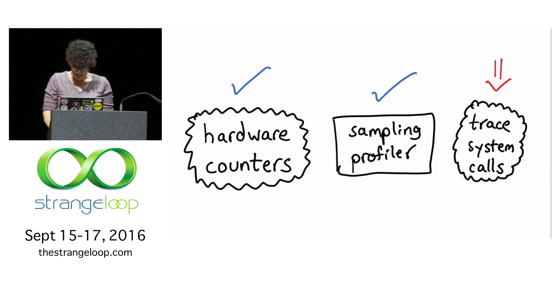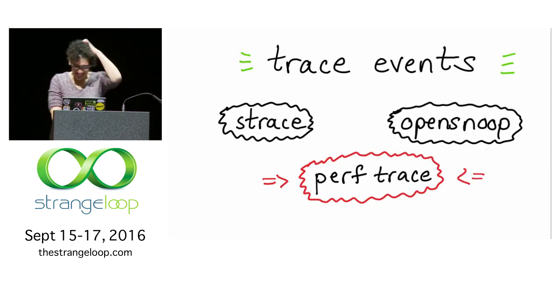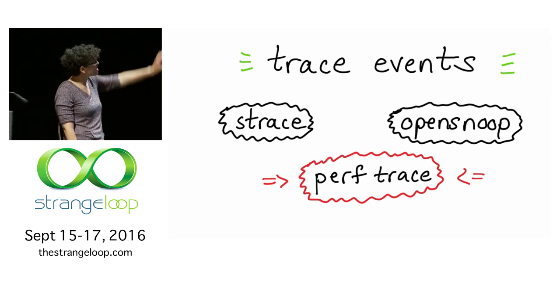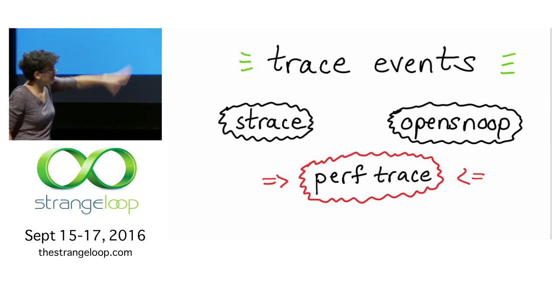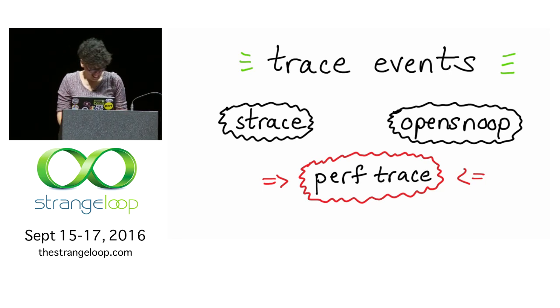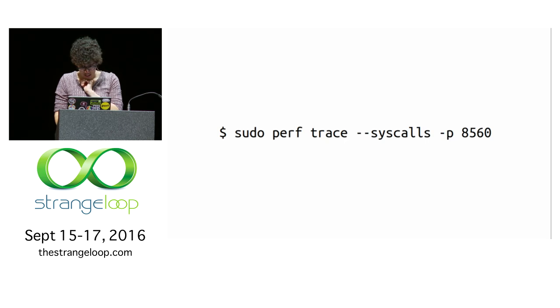The last thing that perf can do is trace things like system calls. I mostly put this in because it's kind of exciting, and not because it actually seems to work that well. So there are a few ways. We talked about 3 ways to trace events, right? There's strace, there's OpenSnoop, there's perftrace. There's another thing called ftrace, but we're not going to talk about that because A, I don't understand it. Well, that's the main reason, actually. So we're going to talk about perftrace.